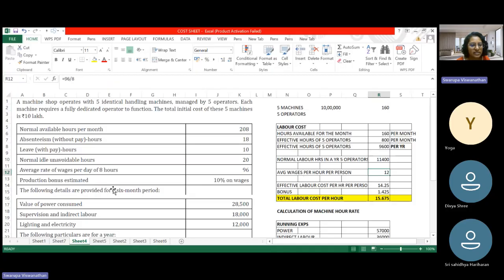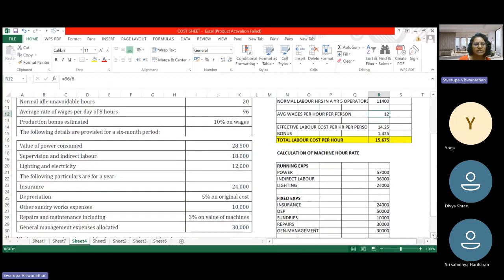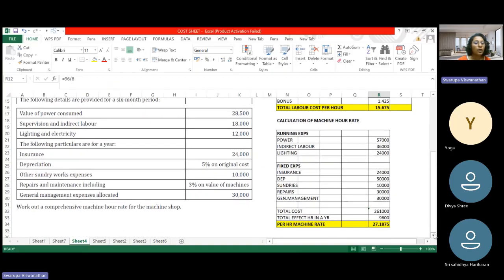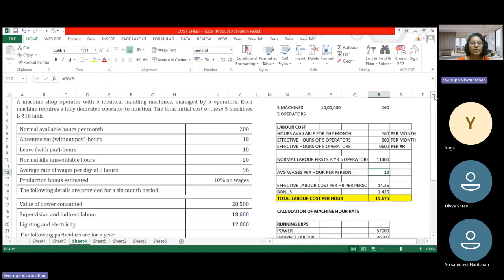Production bonus is 10% of wages. The following details are provided for a 6 months period. They have provided machine related details. What is the supervision cost, lighting, heating, insurance, depreciation, etc. Work out the comprehensive machine hour rate for the machine shop. So we need to find out what is the machine hour rate for the machine shop. The machine hour rate will be for the running of the machine, what is the rate plus the labor cost also, per hour.